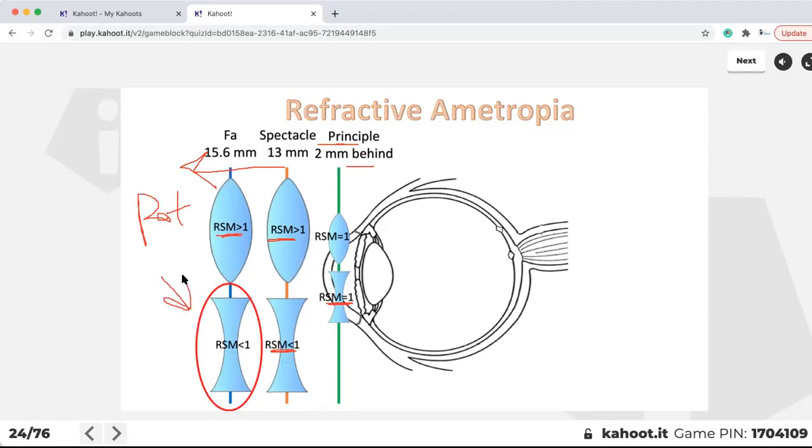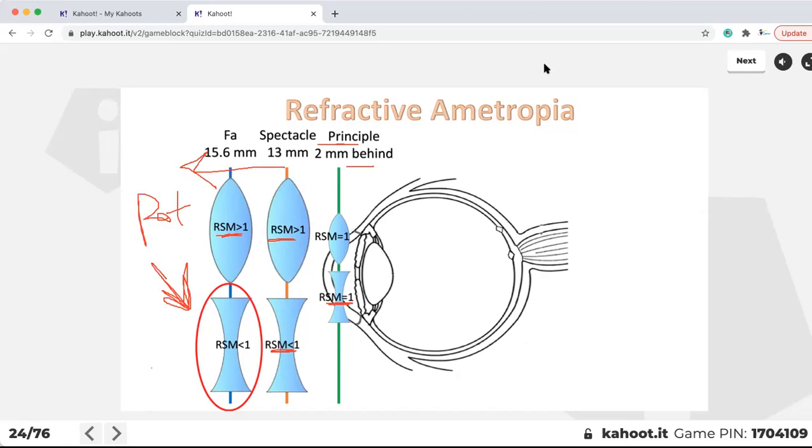And this is what was asked in the exam. It is about a minus lens present at the anterior focal plane of a refractive myope. So who will most likely have less than 1? It will be a refractive myope wearing glasses at the anterior focal point, like this.